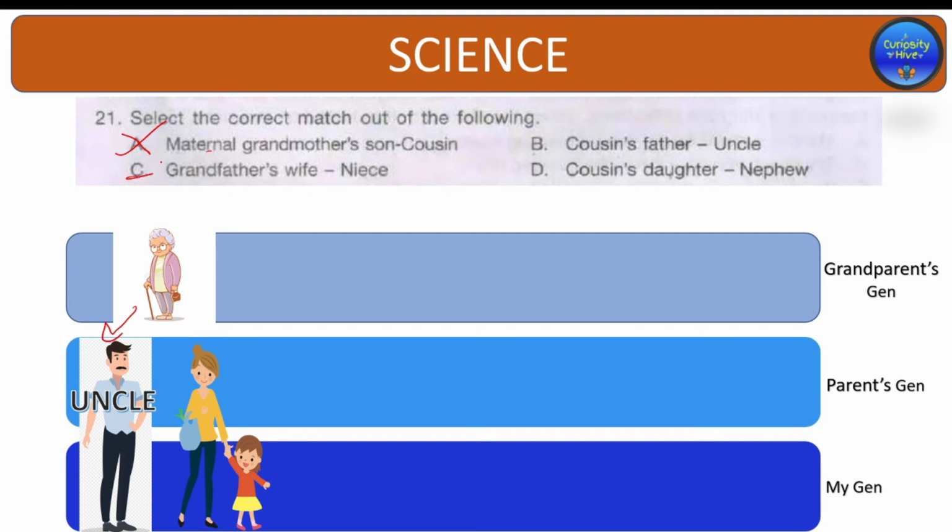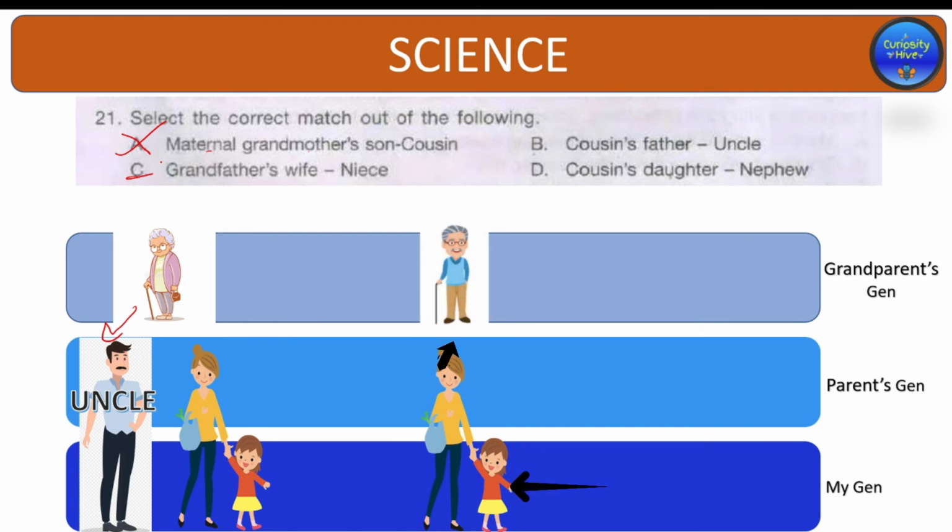Let's look at option C, which says grandfather's wife. Is that your niece? Let's see me here. And here is my grandfather. My grandfather's wife is my grandmother. So she's not my niece.